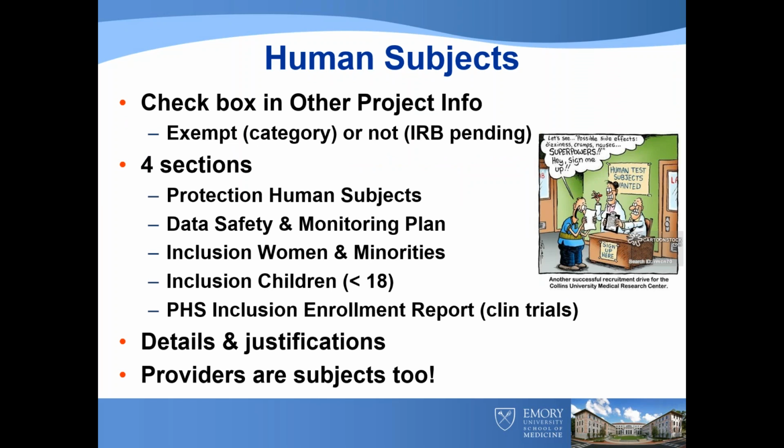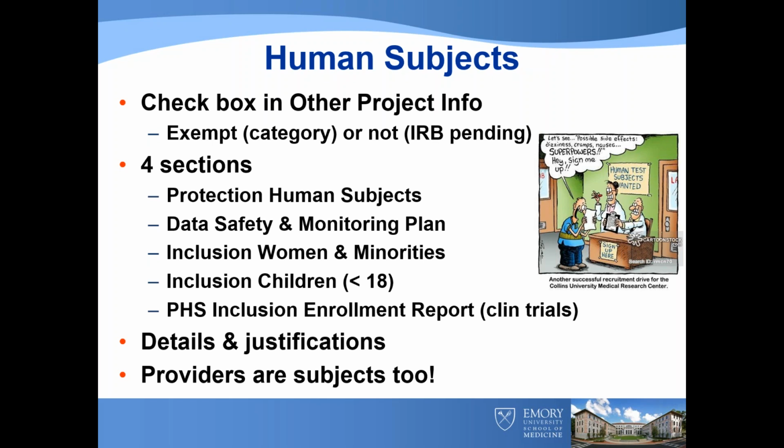Human subjects, there's a box that you check, and I'll show you that page in a minute. And then within the proposal itself, you're going to have 4 sections. These are not in your page counts. These are separate sections. And it's very similar to an IRB. You're going to have to talk about the protection of human subjects. You're going to have a data safety and monitoring plan, a section on inclusion of women and minorities, inclusion of children, noting again that the NIH changed their definition. Now it's lower than 18, not 21. And then there's an inclusion enrollment report. That's for clinical trials. I recommend actually putting it in for any grant where you're going to be doing human subjects. It just, again, tends to say that you've thought about the details and you're going to go over this.